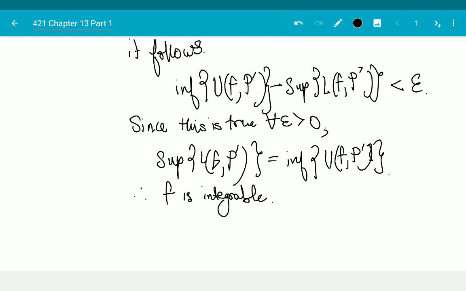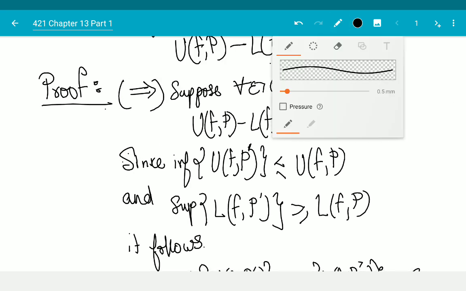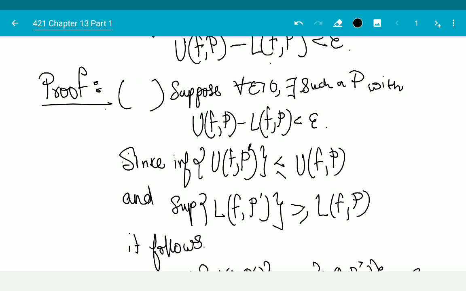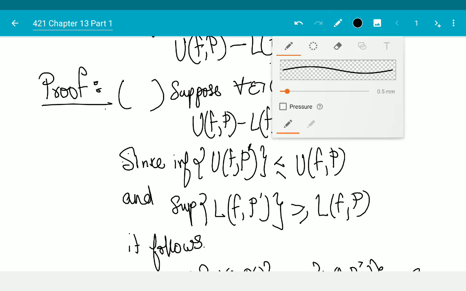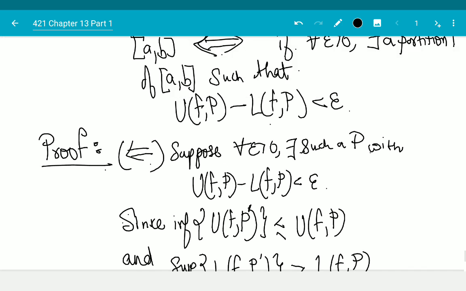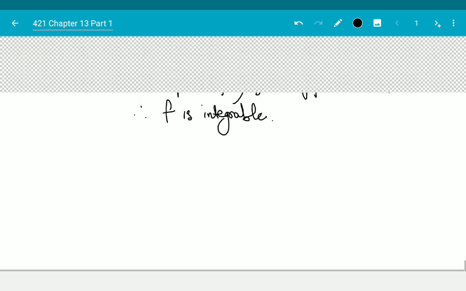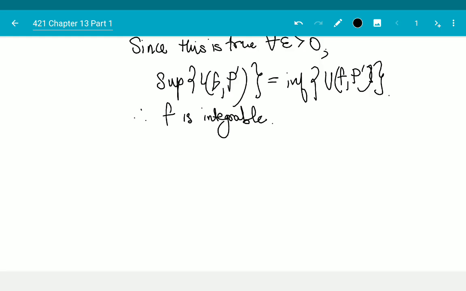So my bad, this arrow was reversed, I messed up. This arrow should be this way, not the other way around. I'm showing this first, my bad. I'm assuming the partition exists and I'm showing it is integrable. Well, that is that direction. Now I'm looking at the other way around. Suppose now I assume that the function is integrable. Okay?